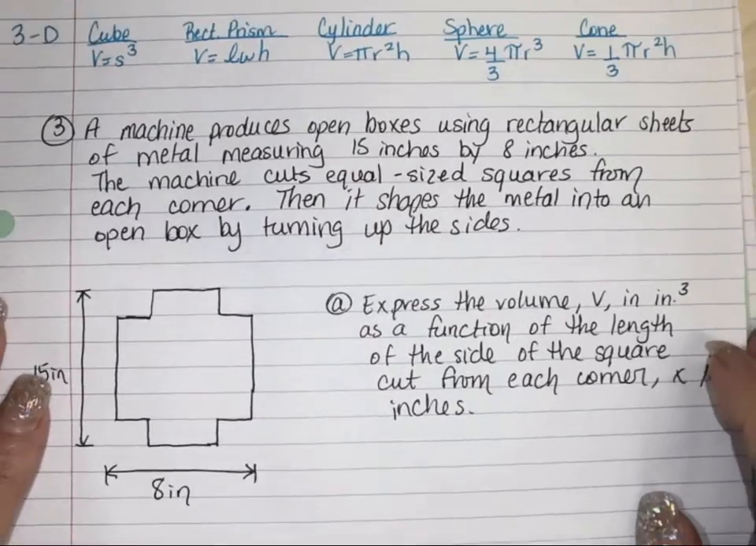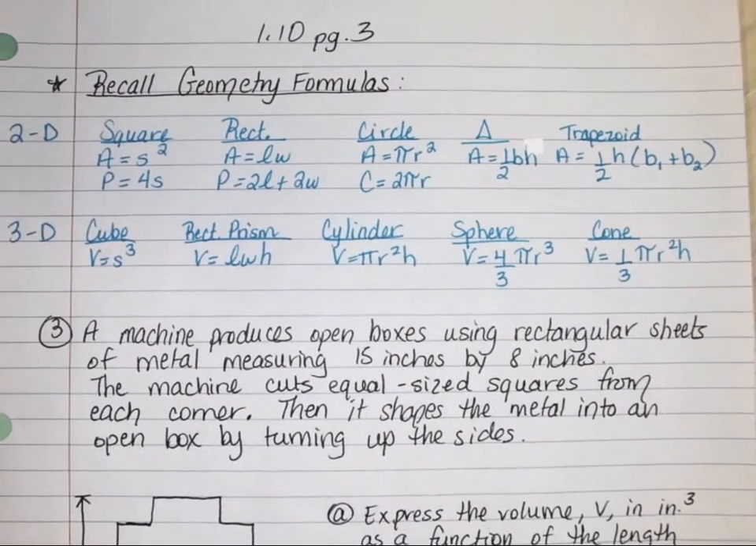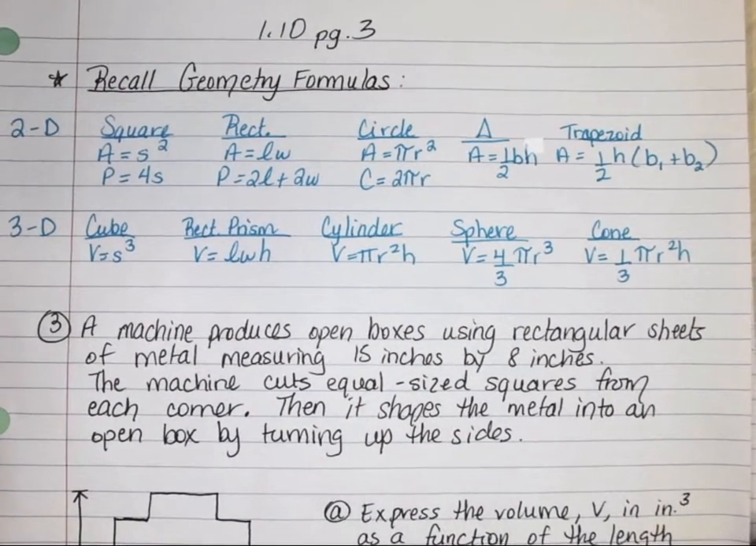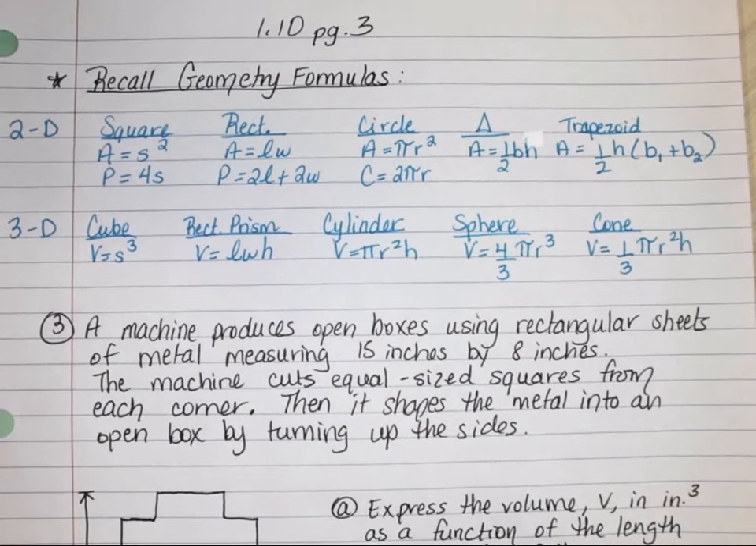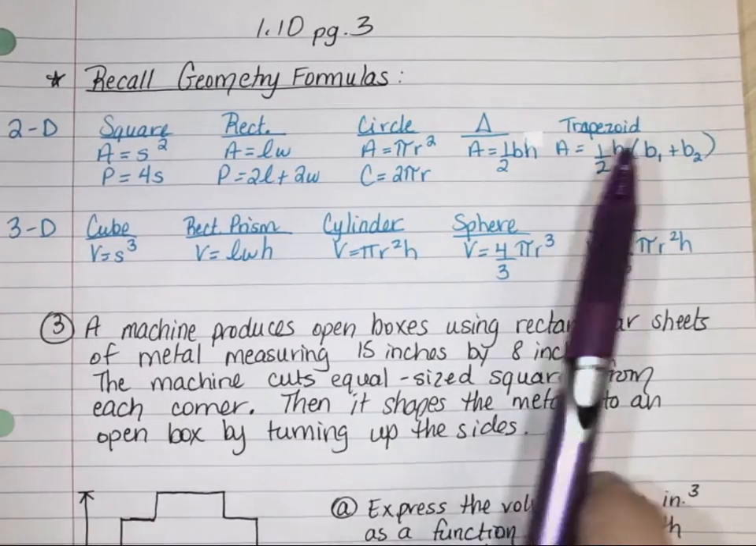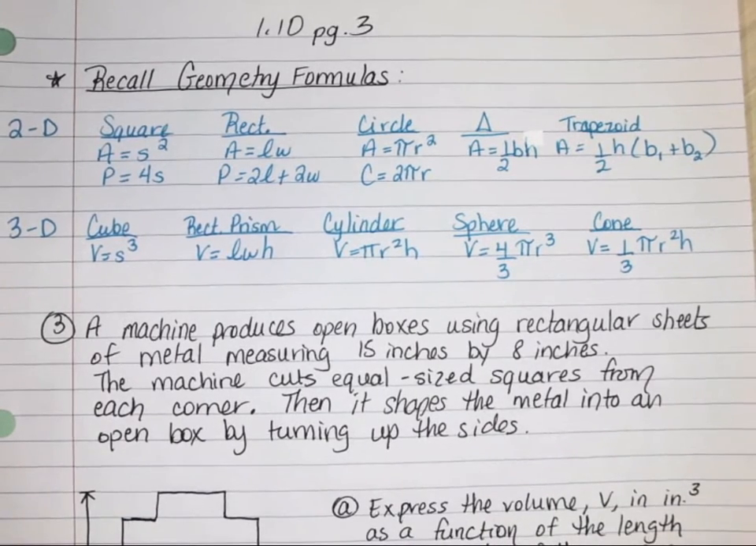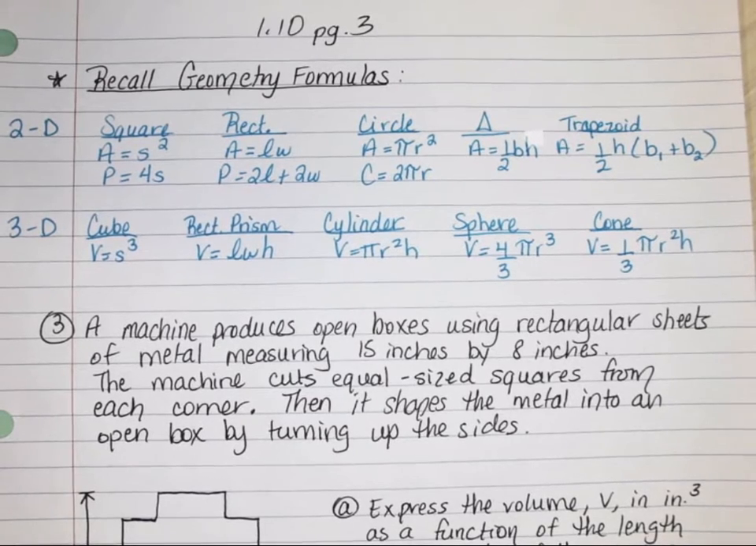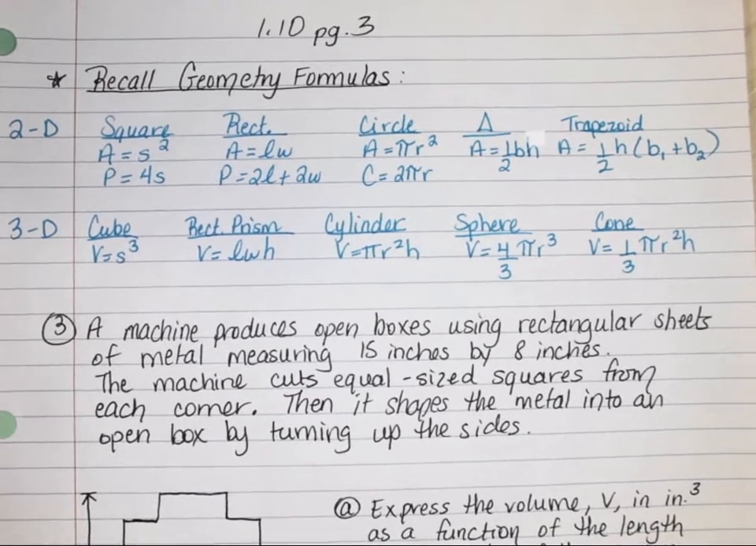Okay, the next part asks you to recall some geometry formulas. This is where we go into looking at companies that are producing material and minimizing or maximizing certain areas of it. I've listed all the two-dimensional formulas here for you, as well as your three-dimensional formulas for you. Square, rectangle, circle, triangle, trapezoid, all of those, rectangular prism, cylinder, so on.